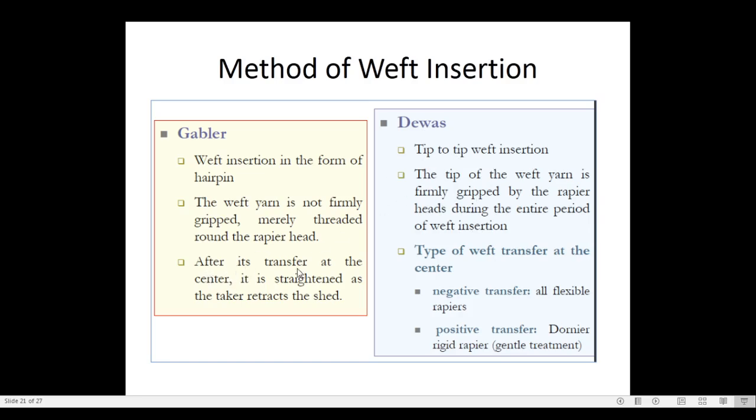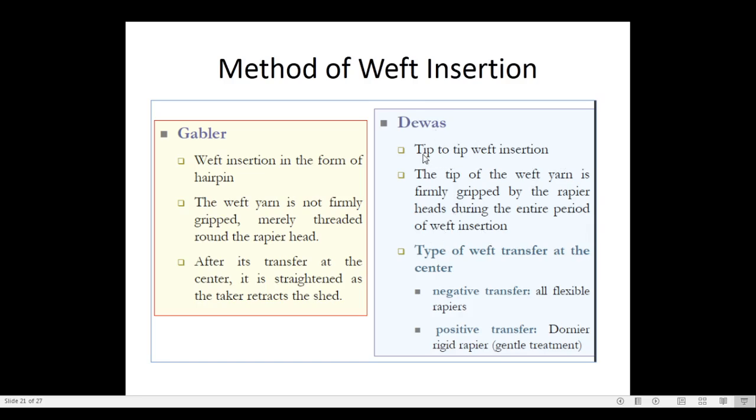So after its transfer in the Gabler, at the center it is straightened as the taker retracts through the shed. As the taker goes back, the half part of the weft is straightened. So this is Gabler. There are more disadvantages, but one is very important: weft failure chances are more in the Gabler, and there is a complicated weft insertion system with more parts in the weft insertion. That's why this is not successful. The Devas weft insertion rapier weaving machine is popular all over the globe.